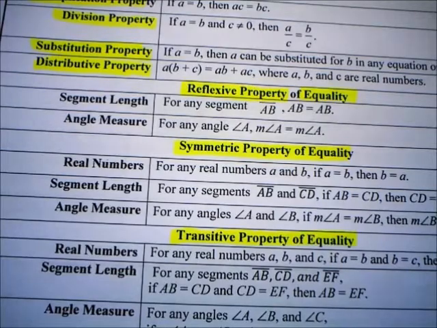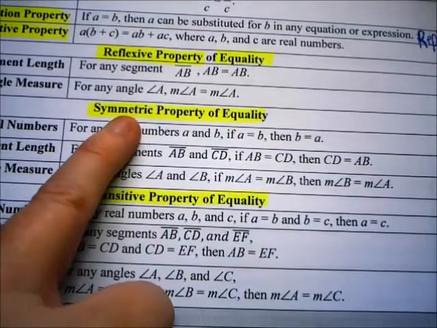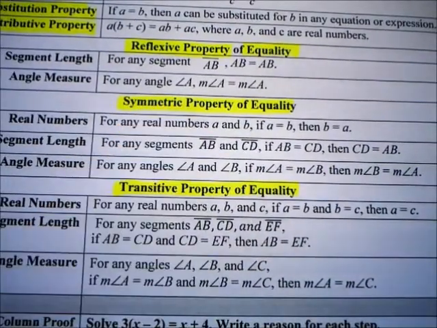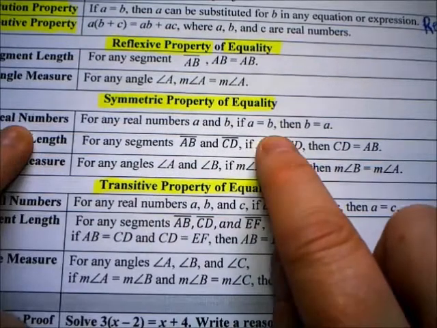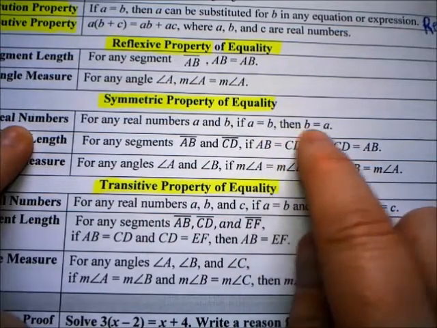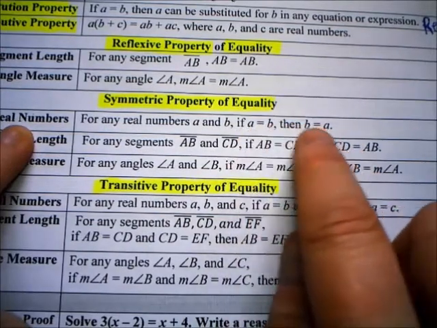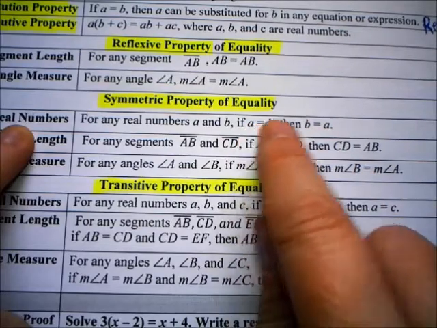With the symmetric property, to be symmetric means the two sides are equal to each other. If you're just dealing with numbers, that would be A equals B, and then you can flip it and B equals A. This is called being symmetric. It's kind of like the commutative property, where you flip-flop it back and forth.